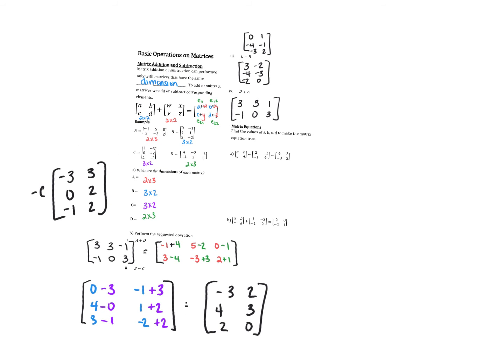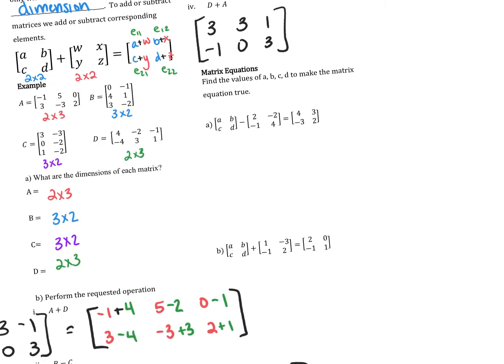No, we didn't. There were different answers, right? And that's just like saying 5 minus 2 is different than 2 minus 5, right? Subtraction, the commutative property doesn't hold. Everybody understand that? So we can add matrices in any order, but we have to subtract in a specific order.